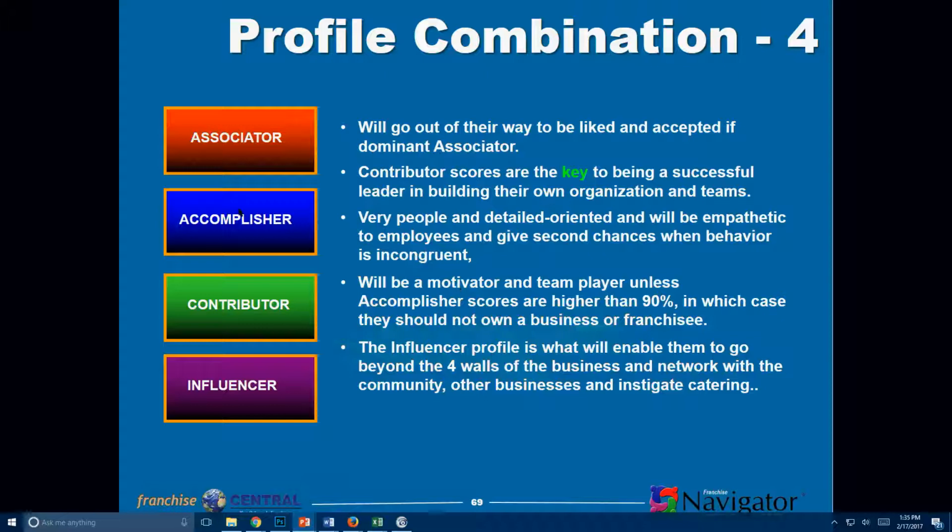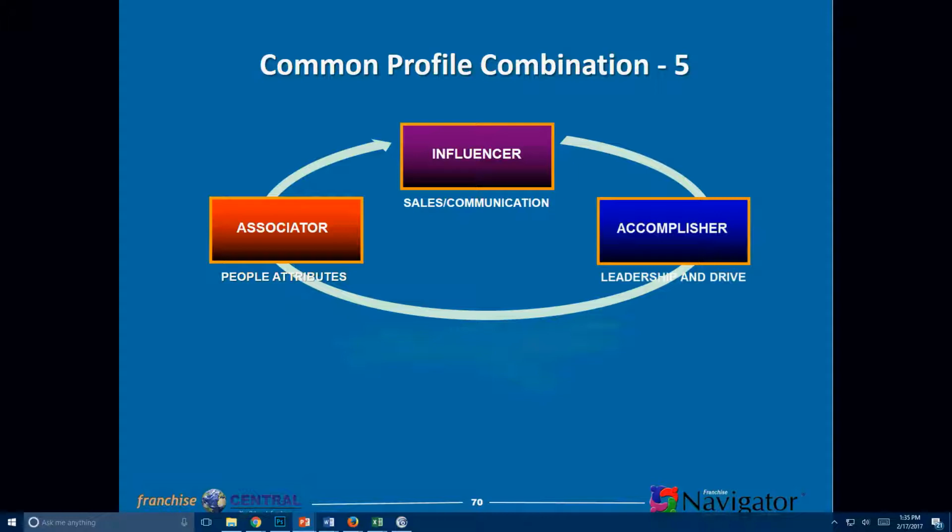And they'll be a motivator and a team player unless the accomplisher scores are very high, 90%, in which case they probably shouldn't own a franchise. They could own a business, but not one that is a rules-based business, which is what a franchise is. You have to play by the rules. And the influencer profile is what's going to enable them to go beyond the four walls and network and instigate business, cause it to happen.